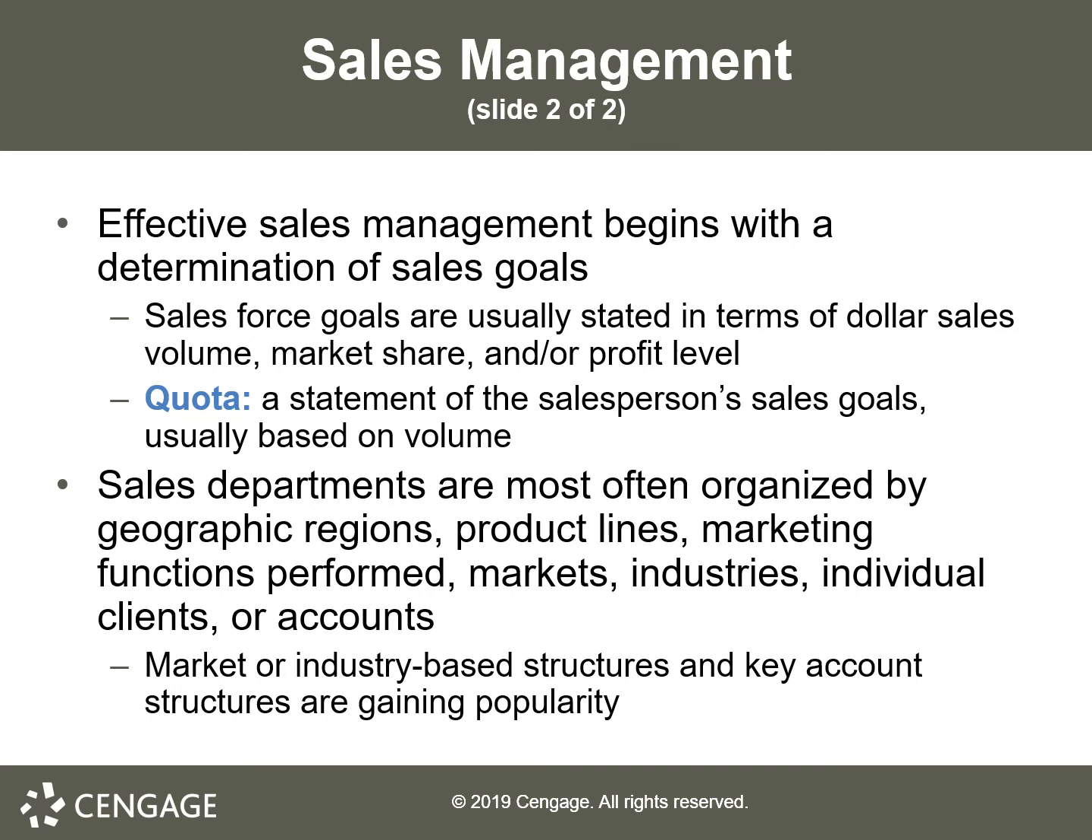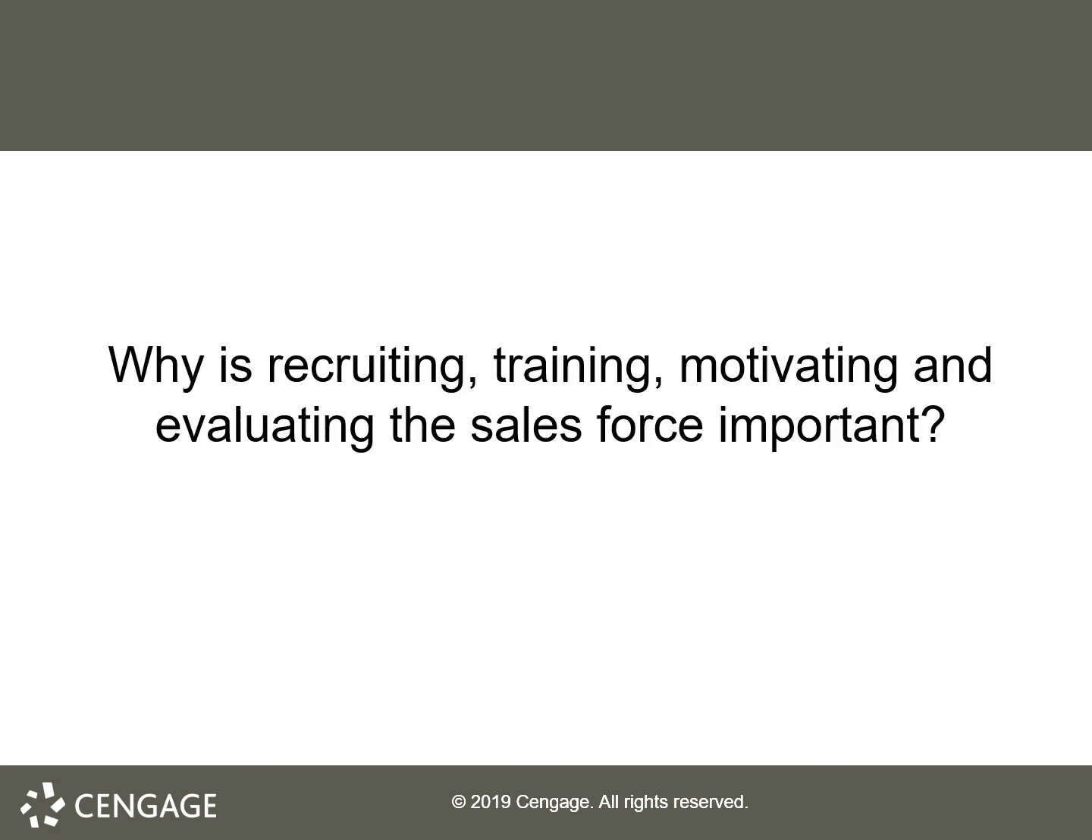Effective sales management begins with the determination of sales goals. Sales force goals are usually stated in terms of dollar or financial sales volume, market share, and/or profit level. A quota is a statement of the salesperson's sales goals, usually based on volume. Sales departments are most often organized by geographic regions, product lines, marketing functions performed, markets, industries, individual clients, or accounts. A market or industry-based structure and key account structures are gaining popularity. So sales departments can be set up in a variety of different ways.